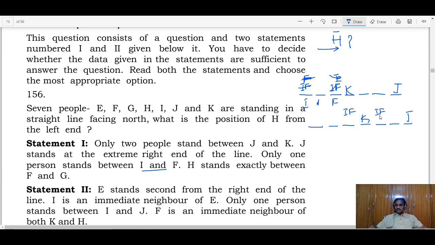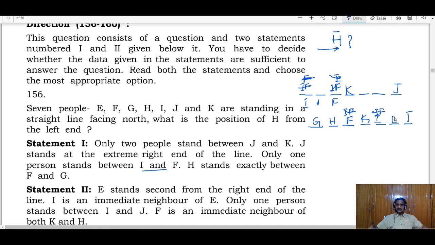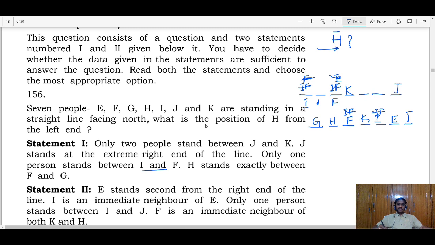Now what is the other possibility we have? If F is at this place, H sits exactly between F and G. Now H is between F and G. And I is here. Then who is the person left over here? E. E, F, G, H, I, J. E is at this place. Then what is the position of H from the left? H is second from the left. We are getting the answer. Hence one alone is sufficient.